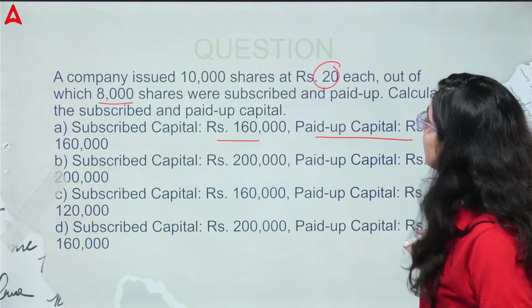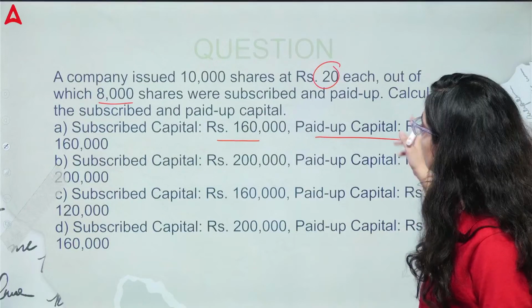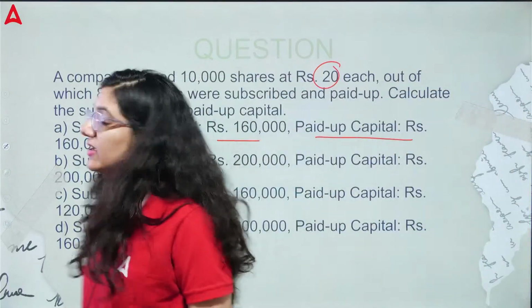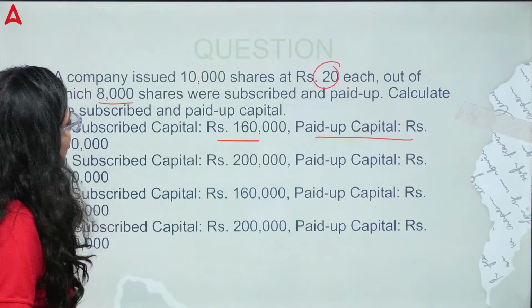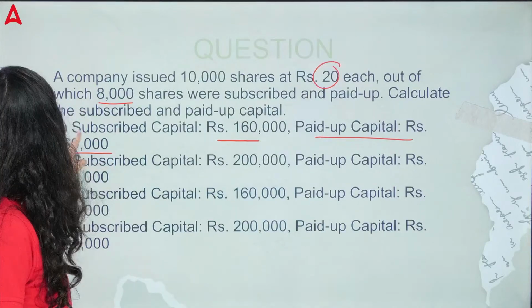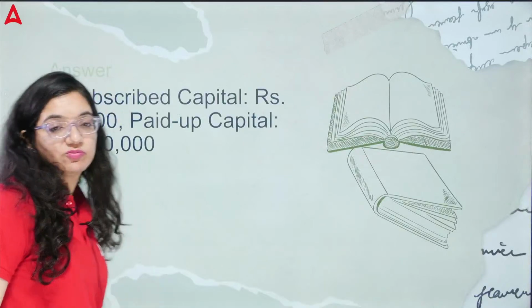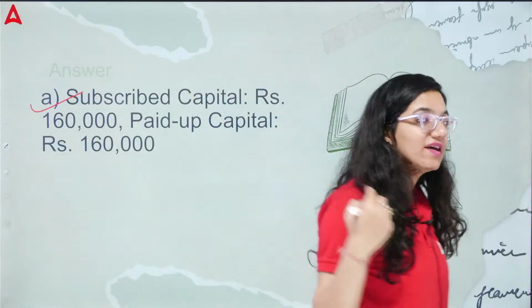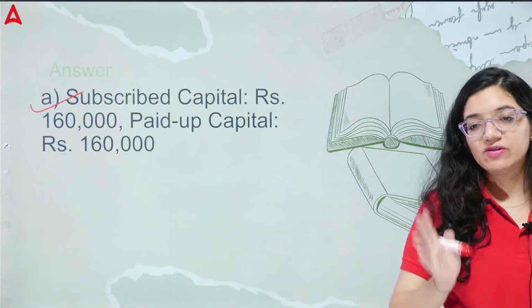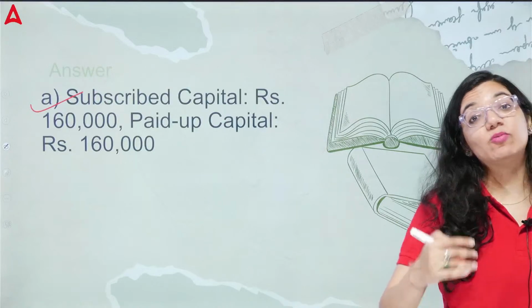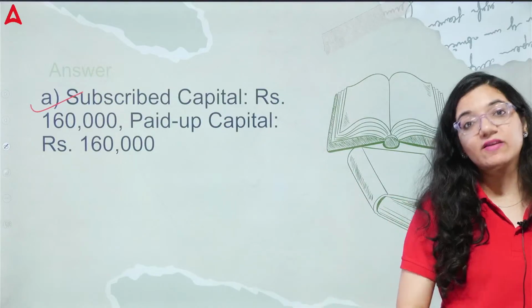I think this question needs a little changing there. When we talk about this area, subscribed has to be, no, this is the right answer. It is given there, subscribed 1 lakh 60 and paid up 1 lakh 60. So the first option would be the answer. Subscribed means the amount which has been taken up by the people who said, I want to buy the share. And when they buy the share and then they pay it, that is called paid up.